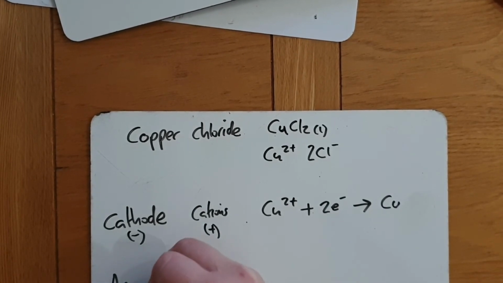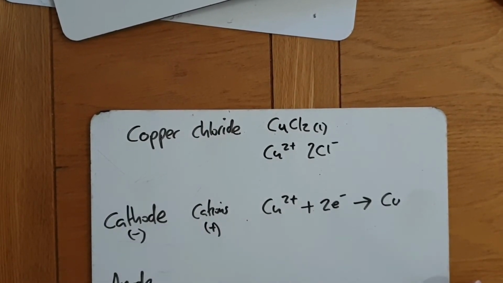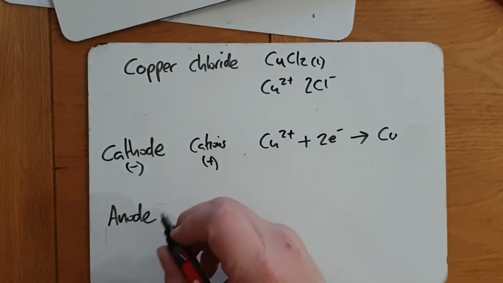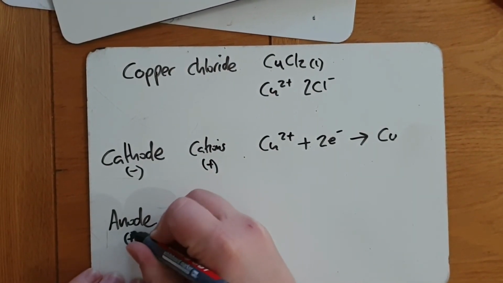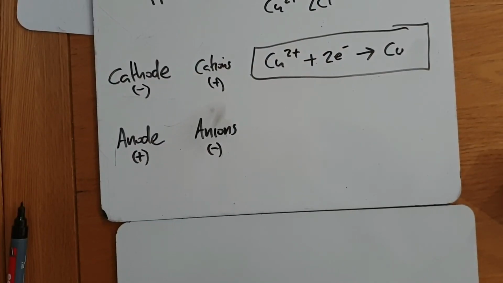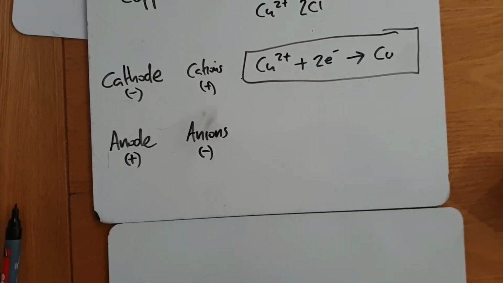What happens at the anode? I'm not sure, but this is on the screen. Let me just shift it up. Right, what happens at the anode? Well, the anode is positive, which means it attracts anions.